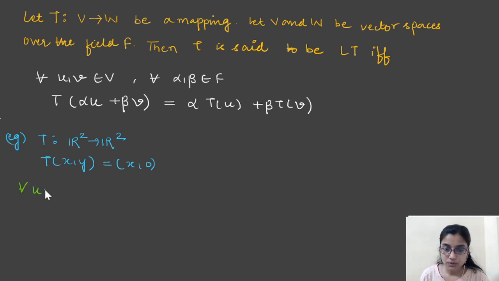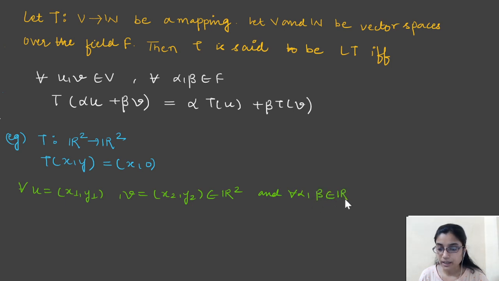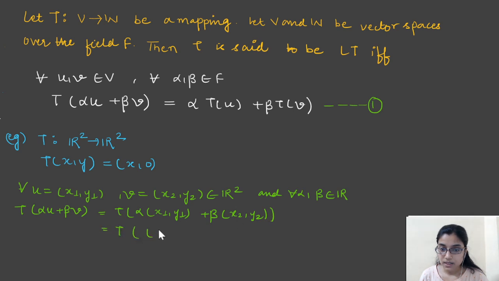For all u, which I am considering as x1, y1, and v, which I am considering as x2, y2, which belong to R2, and for all alpha, beta which belong to the field of real numbers, I am checking this condition, which I am marking as 1. So I am evaluating T of alpha u plus beta v, that is T of alpha times x1, y1 plus beta times x2, y2, which is T of alpha x1 plus beta x2 comma alpha y1 plus beta y2.